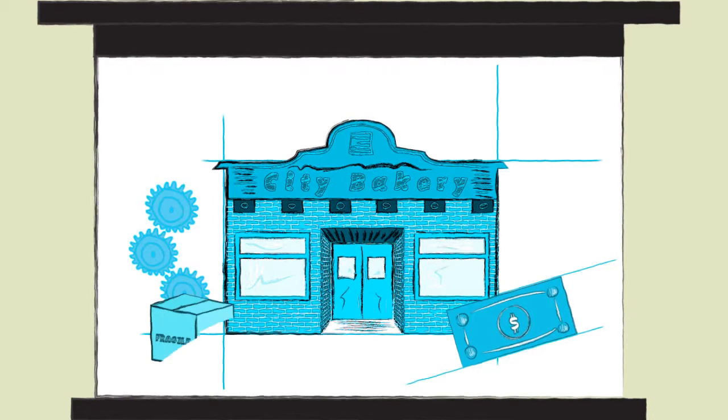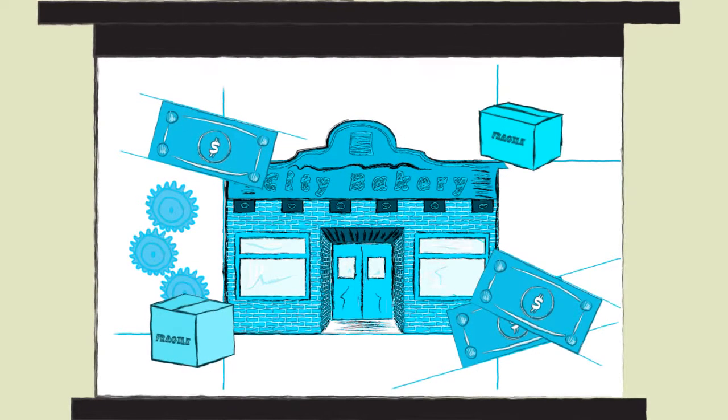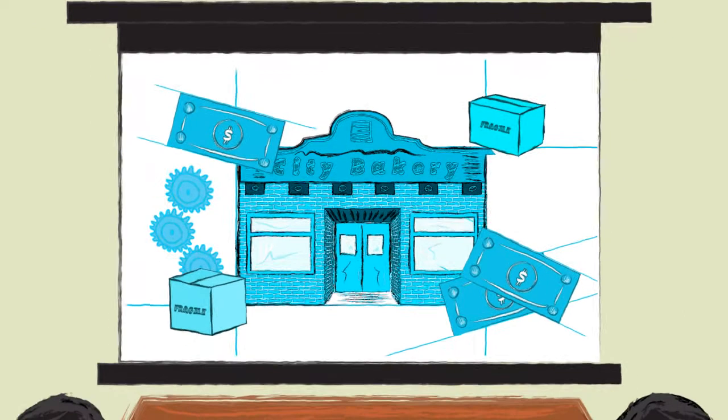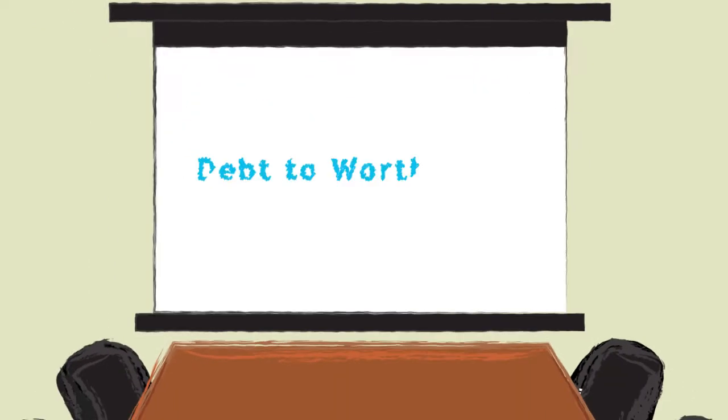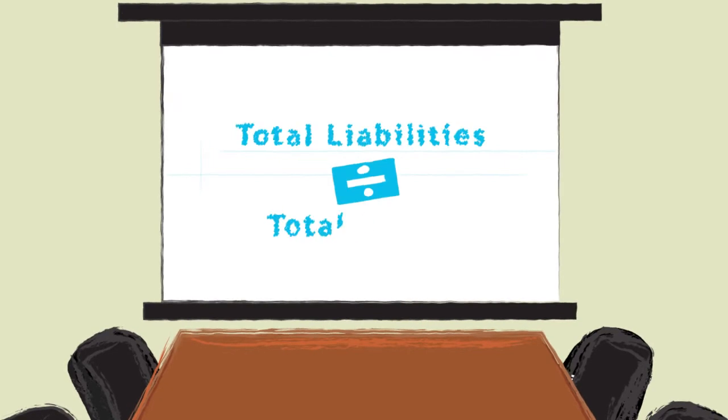Lenders will want to know how much capital and assets the owners or investors have put into the business and how much money has been borrowed. The relationship between the two is called the debt-to-worth ratio. It's an indicator of the business's financial strength, which means its ability to absorb short-term losses and still meet its debt repayment obligations. To calculate the ratio, divide the total liabilities by the total assets.